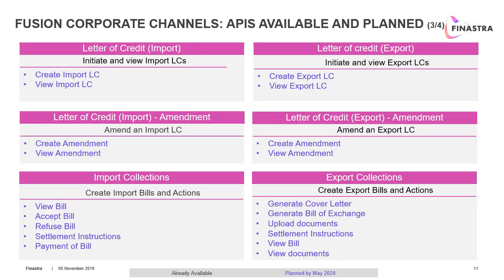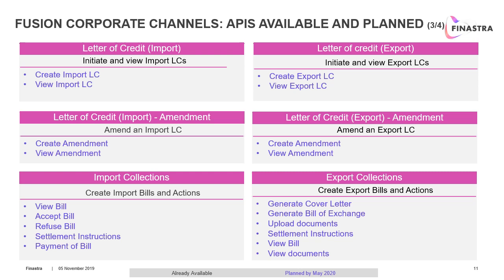Moving on from cash to trade, right now trade is under development, and that's why everything is marked under planned by May 2020. There are a lot of different APIs which have been planned under trade. The primary flow under trade is on the letter of credit, which has two sides. One is the letter of credit on the import side, and one is the letter of credit on the export side.